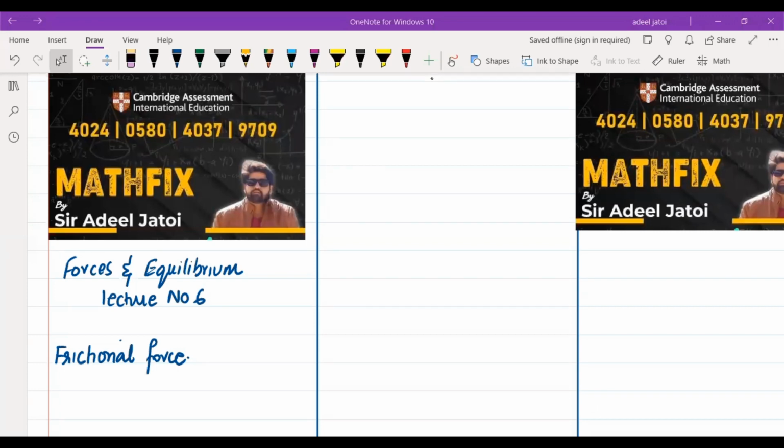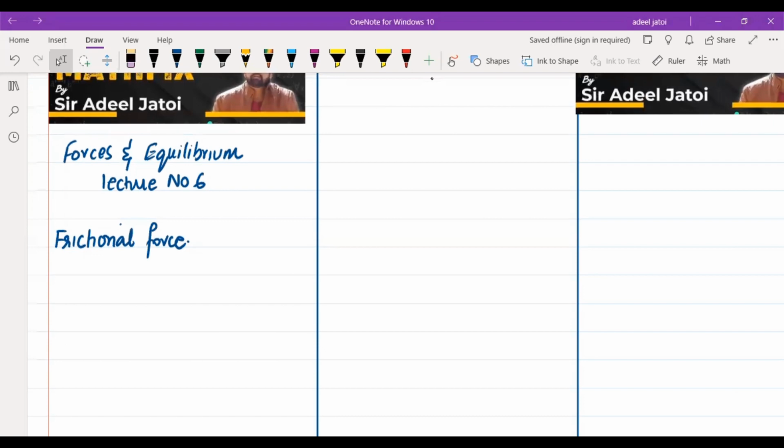Lecture number 6, forces and equilibrium. So we are starting off with frictional force. So what is your frictional force? First of all, we need to understand that.